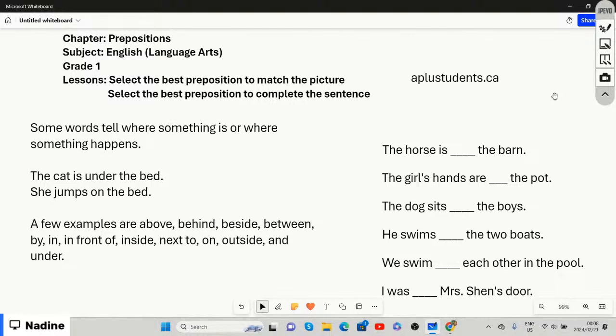For example, if you have a box, you can say the cat is in the box, or the cat is outside the box, or the cat is beside the box, next to the box. If you have a chair, maybe the bag is on the chair, or under the chair, or next to the chair, or behind the chair, right? So words like behind, next to, beside, on top, under, those are prepositions, and they are words that tell us where something is or where something happens.